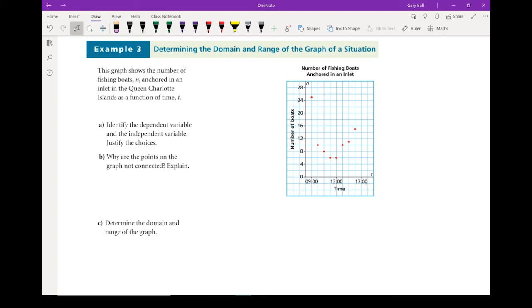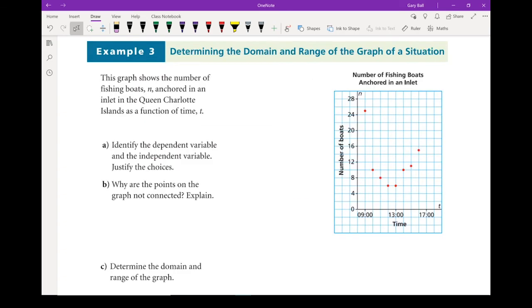Example 3, determining the domain and range of a graph of a situation. So here we've got a graph that describes the number of fishing boats, N, anchored in an inlet in the Queen Charlotte Islands as a function of time, which is T. Question A says, identify the dependent variable and the independent variable and justify your choices. Well, independent is always on the bottom. It's always your x-axis, or in this case, our t-axis, which makes this one the dependent variable.